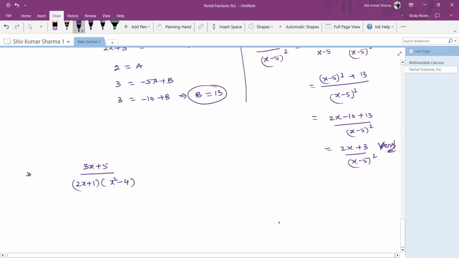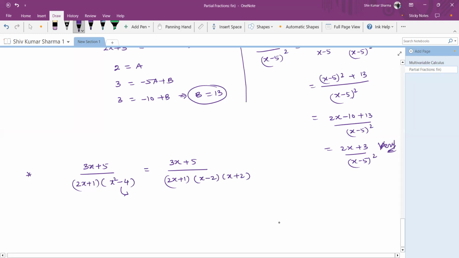So how to do the factor? So we can do the partial fraction of this. So first we will do the factor of this term also if possible. So we can write down this term as 3x plus 5 upon 2x plus 1 is first factor. Then we make the factor of this factor. So x square minus 4 means a square minus b square, so a plus b, a minus b. So we can write down as x minus 2 and x plus 2.